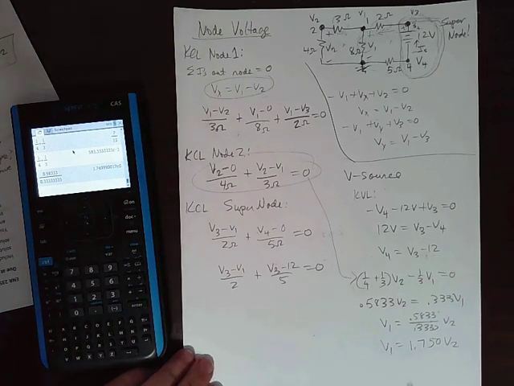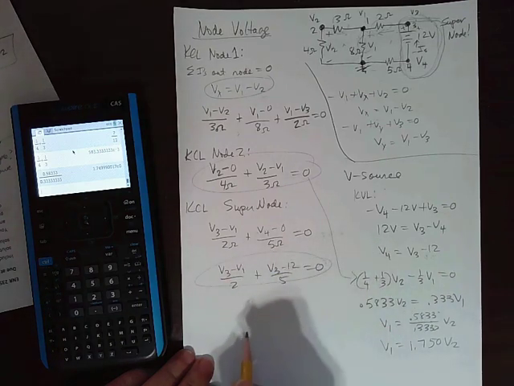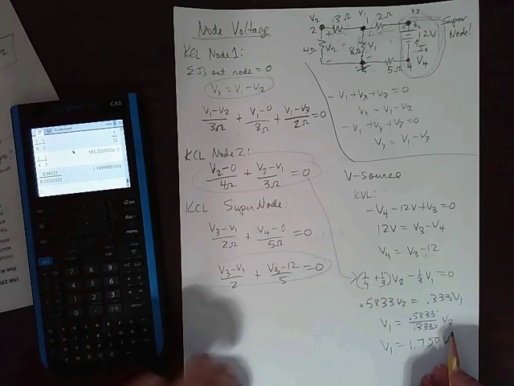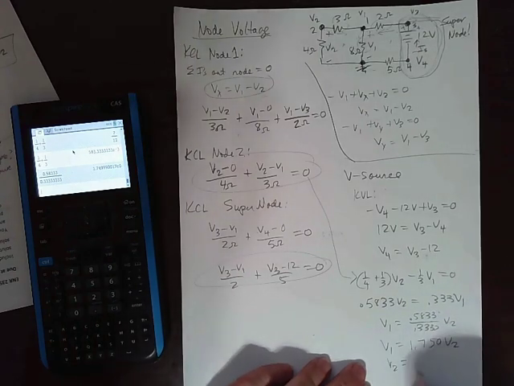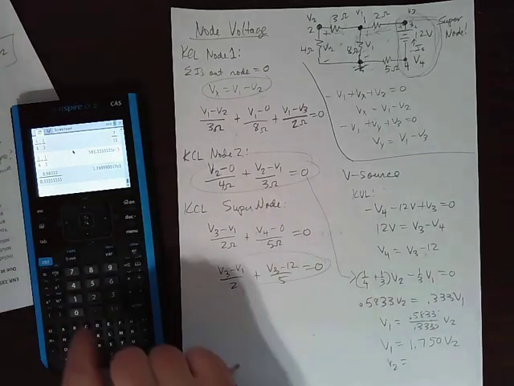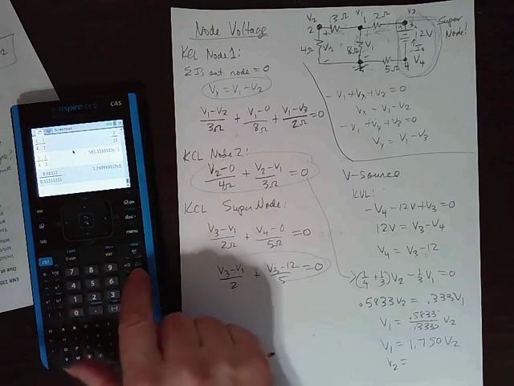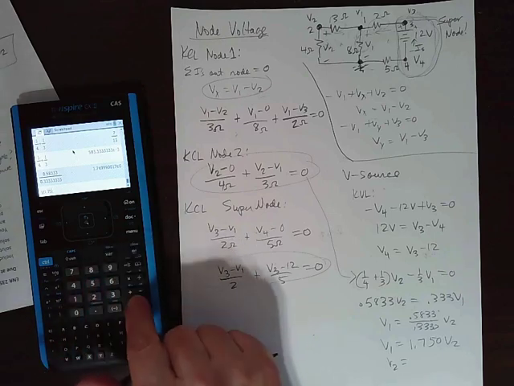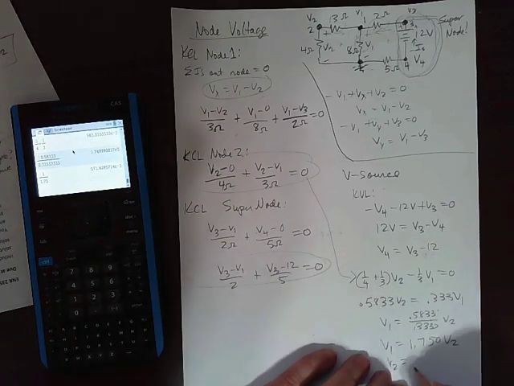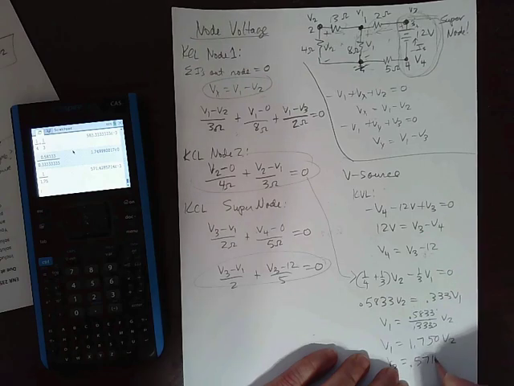So this one has just V1 and V3. Maybe we should have solved this one for V2. Let's get V2, then just take 1 over that. 1 divided by 1.75. V2 is 0.5714 of V1.